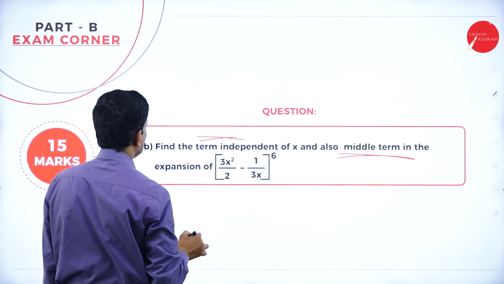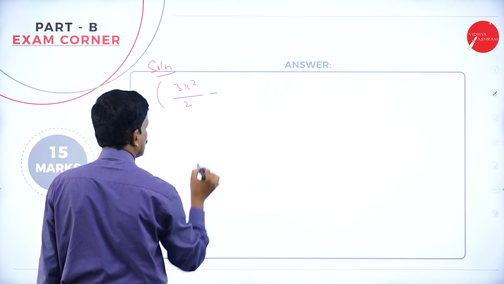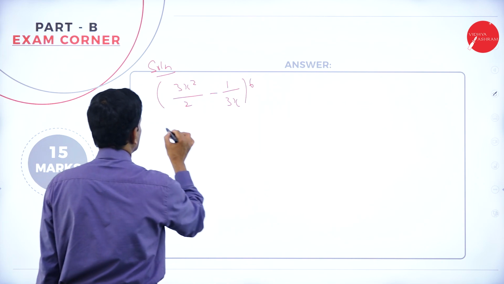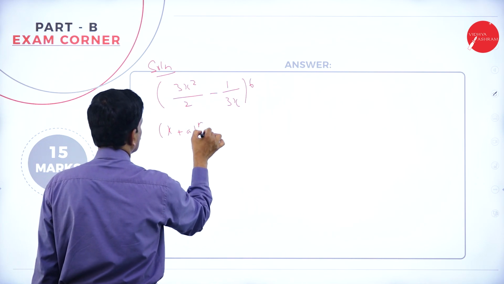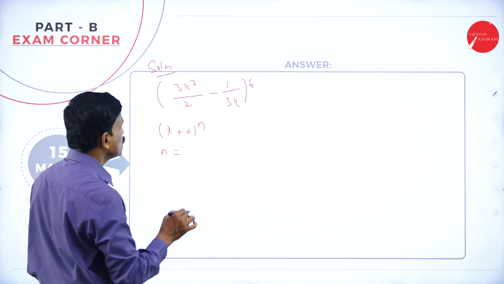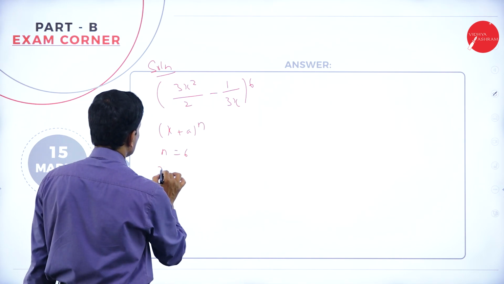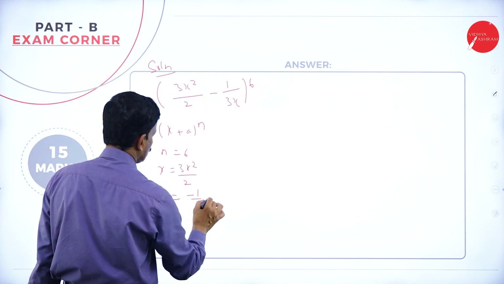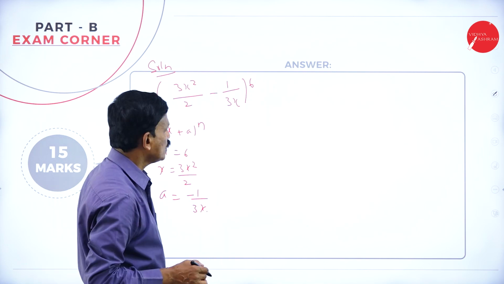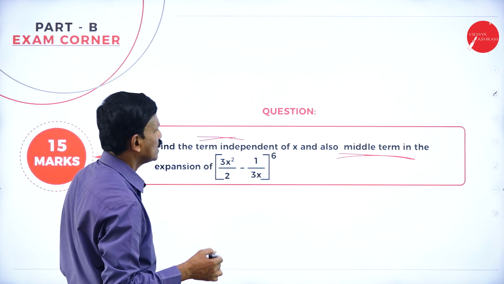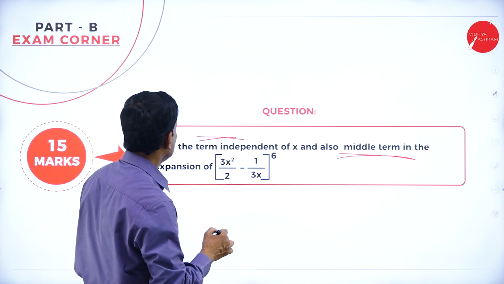So, 3x square by 2 minus 1 over 3x whole to the power of 6. Now, comparing with x plus a to the power of n, what is n? n is equal to 6, x is equal to 3x square by 2 and a is equal to minus 1 by 3x. Let us find out first the term independent of x and the middle term. First, the term independent of x.